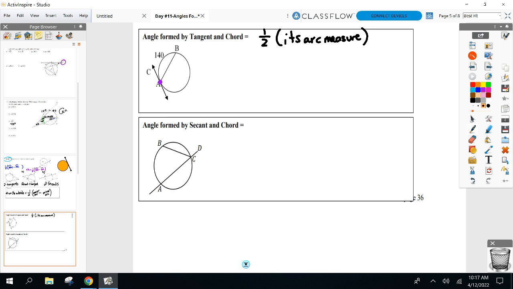And then the other type of tweener angle you'll see is an angle formed by a secant and a chord. I'm talking about angle BCD here. And I got bad news for you. How do I find that tweener angle, secant and a chord?